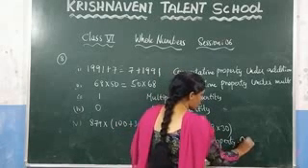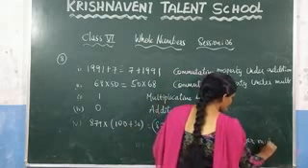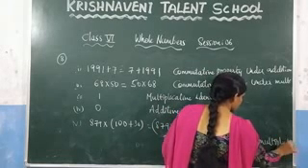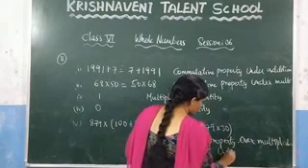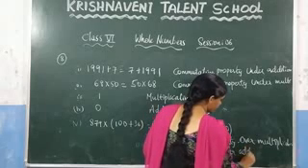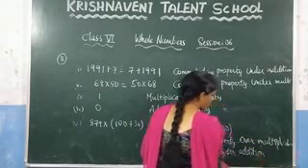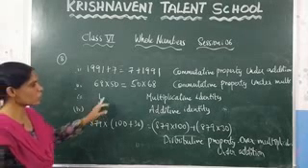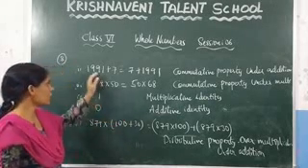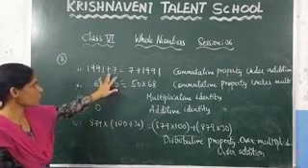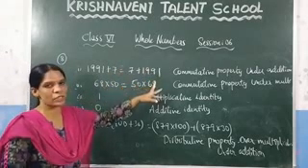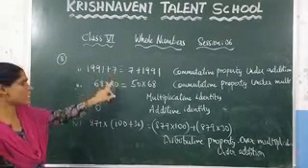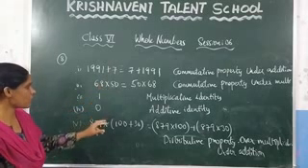Distributive property of multiplication over addition. Which operations are we doing here? Multiplication and addition. So by seeing these values you can identify which property we are using. Here we are changing the order so that we get the same result. That property we call the commutative property. Under which operation are we doing it here? Addition. Similarly, this is under multiplication.